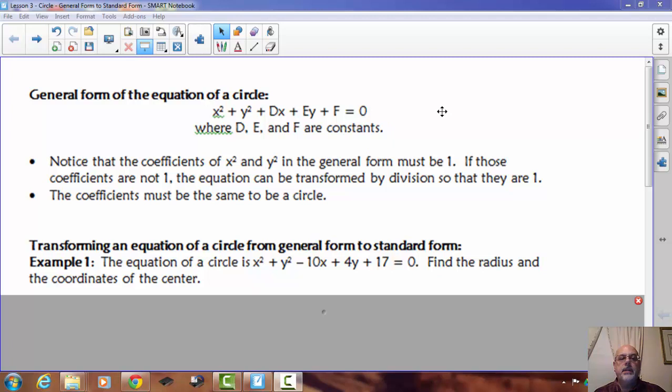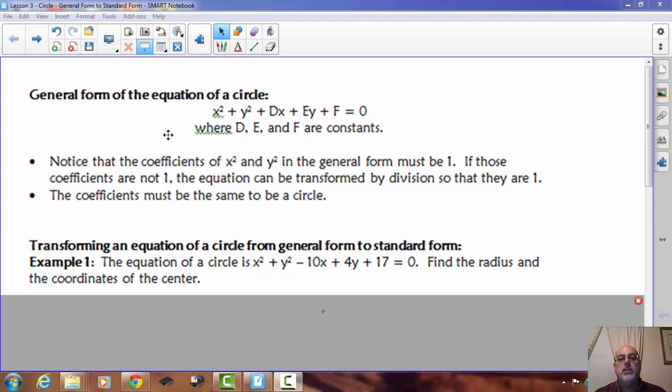This screencast has to do with the general form for the equation of a circle and transforming it from the general form to the standard form. The general form for the equation of a circle is x squared plus y squared plus dx plus ey plus f equals 0. D, E, and F are constants, meaning they're numbers.